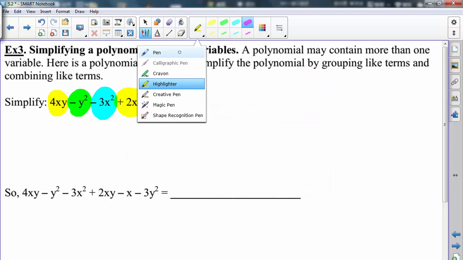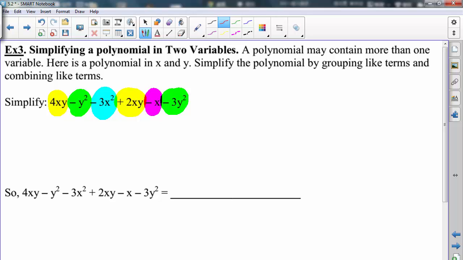So right now, I can combine the like terms. I have 2 yellows. Both of the yellows are like terms. I only need to add the coefficients up. 4 plus 2, 6. Copy the variables. Green with green together. Negative 1y squared minus 3y squared. Negative 1 minus 3, negative 4y squared.